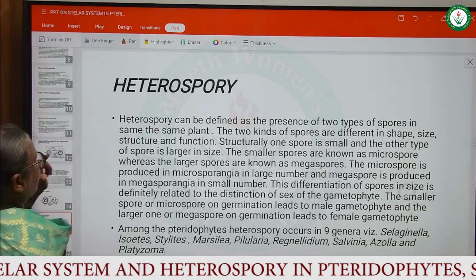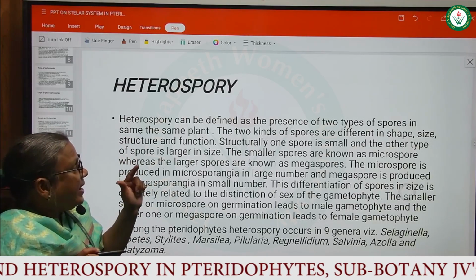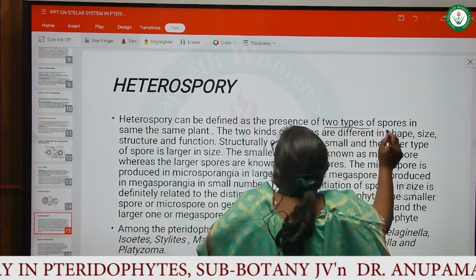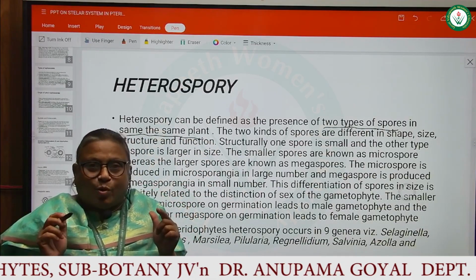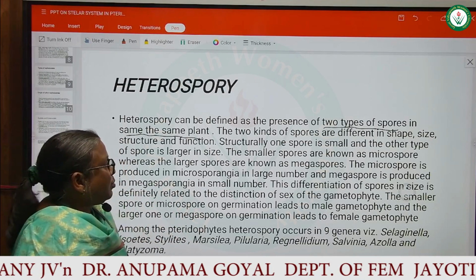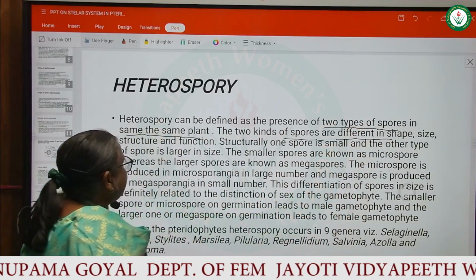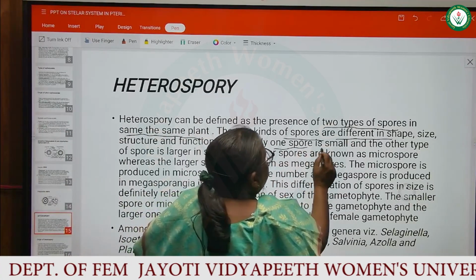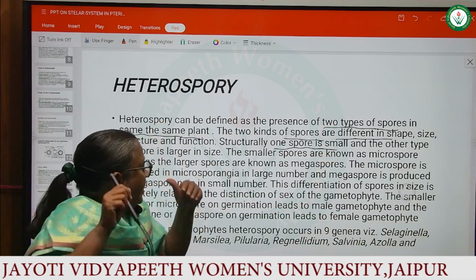Now I talk about heterospory. So heterospory is defined as the presence of two types of spores in the same plant. So two types of spores are present in the same plant and it is called heterospory. The two kinds of spores are different in shape, size, structure and function. One spore is small and the other type of spore is larger in size.